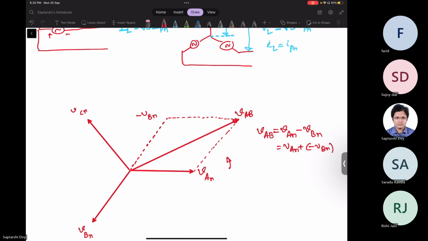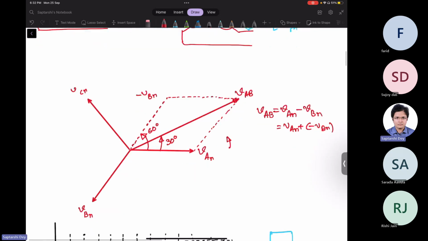Now, what is the angle? We'll see first. Just by observation, we can say that this angle is 60 degree, right? This angle is 60 degree, and these two vectors which we are adding are equal in magnitude. So definitely their resultant will bisect the angle between them. So this angle is definitely 30 degree. This much we can say by observation. But magnitude we cannot get just by observation.